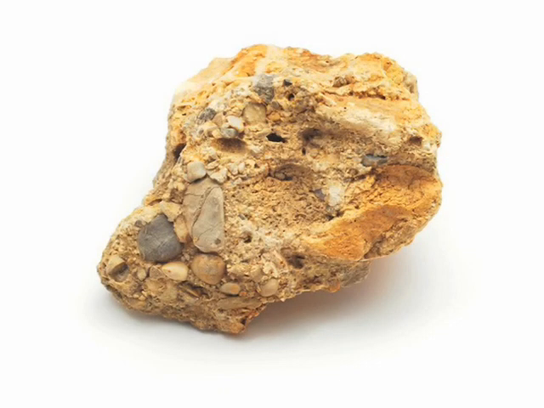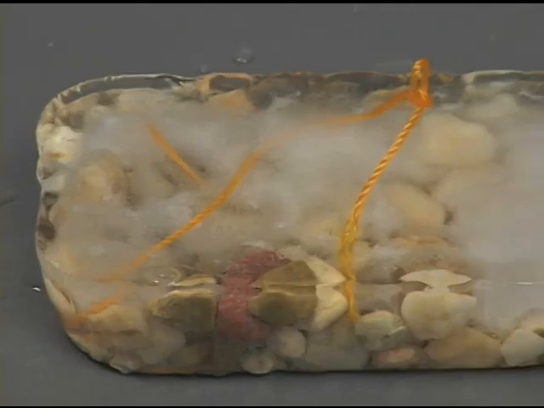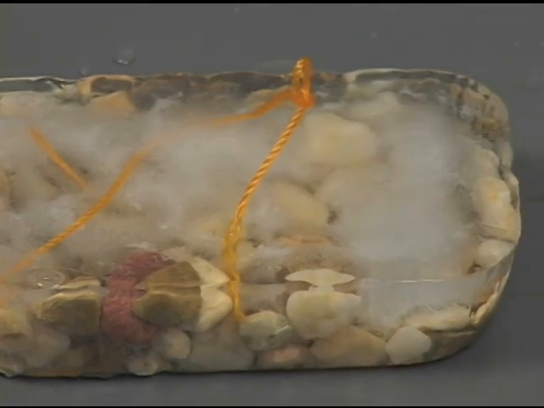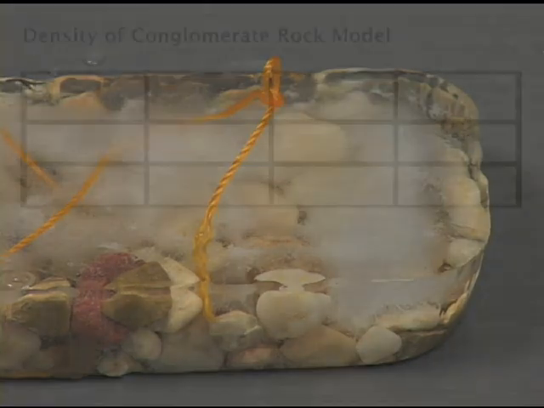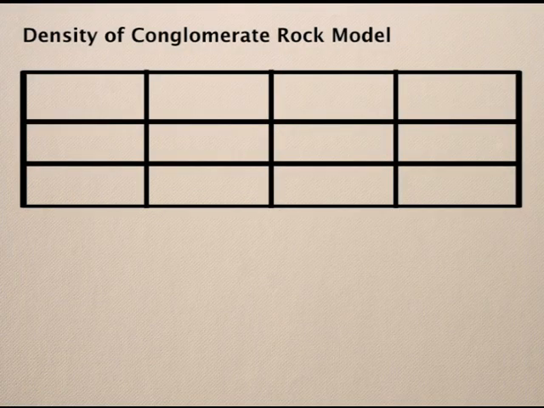Conglomerates are made from rock fragments that are cemented together during processes that take place on or beneath the Earth's surface. In this lab, we modeled a conglomerate by using ice as cementing material. As we went through the procedure, we recorded the data in a table.